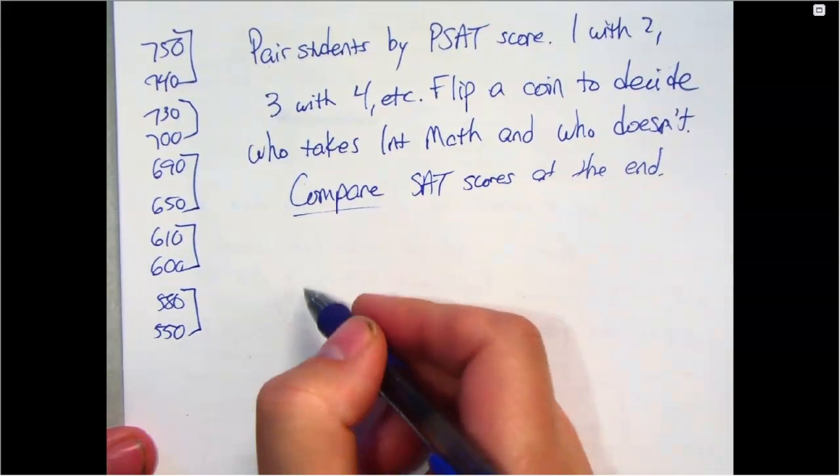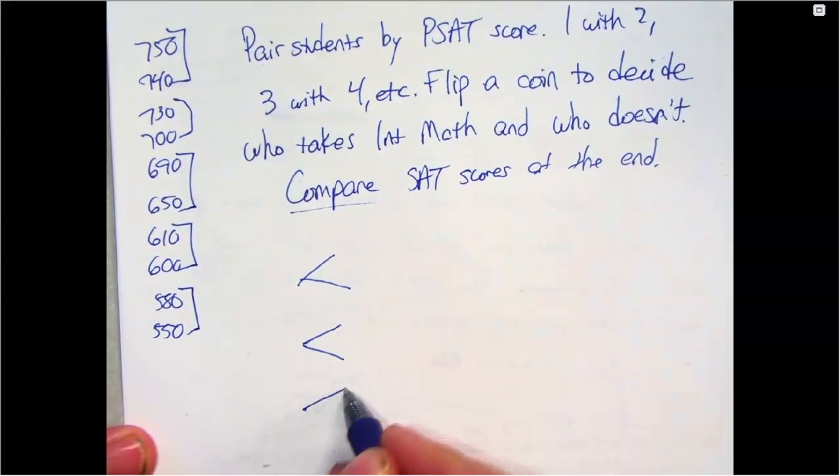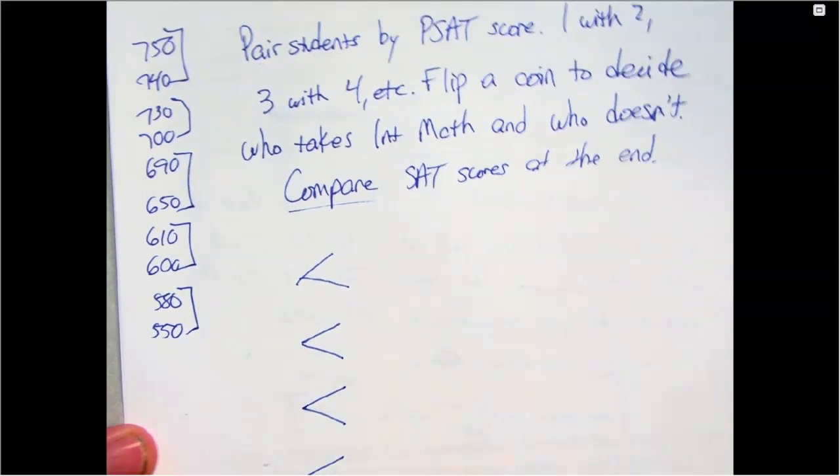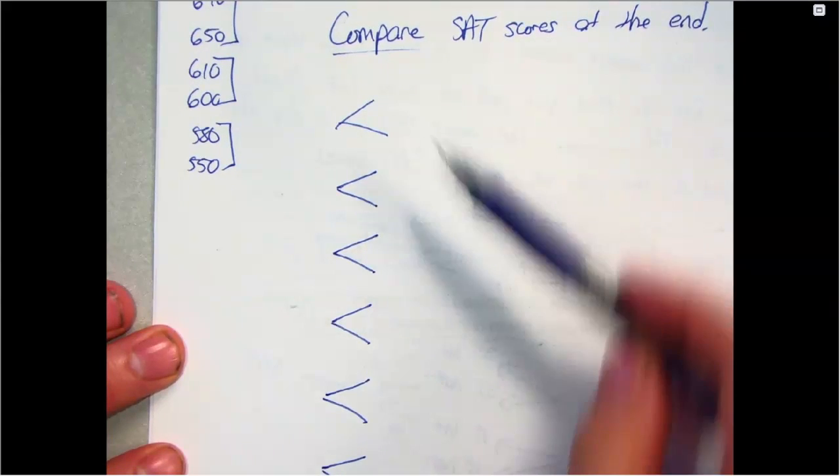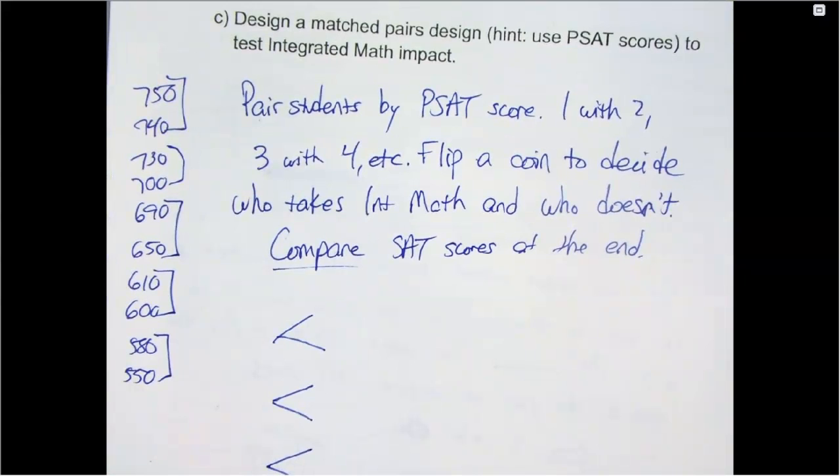So really with matched pairs, you just have a group there, group there, group there, just like forever, where one takes integrated math and one doesn't. So you have 50 of these in this scenario. No one's going to ask you to diagram it, but just so you have an idea what it would look like. Alright, so that's the 3 types: randomized, block, and matched pairs. Questions I can answer right now?